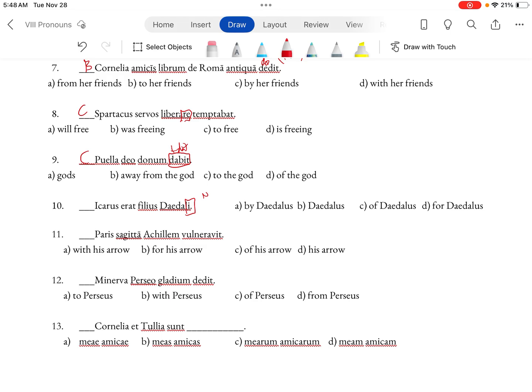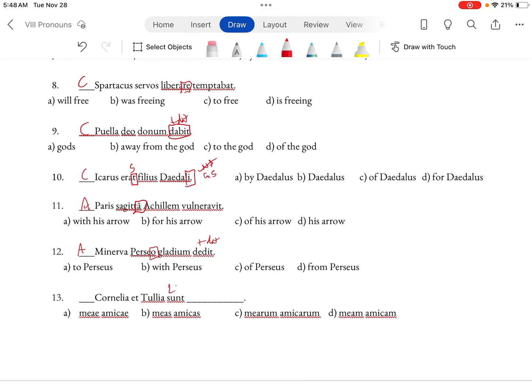Daedali, this I can be nominative plural or genitive singular. Our verb here is erat, which is T, which is singular, so that takes out the nominative plural of Daedalus. A with a long mark is going to be ablative, which is by, with, boom, so A with an arrow. Perseo, alright, this is a dative trigger word from do, so A to Perseus.